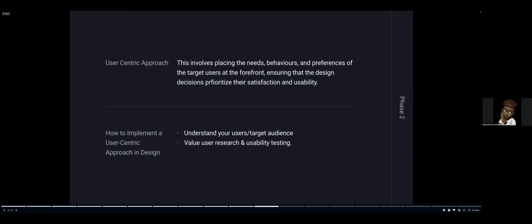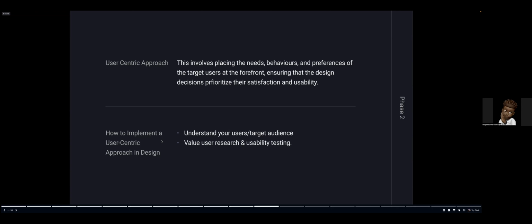And we also have the user-centric approach, basically. This involves placing the needs, behavior, and preferences of the target users at the forefront, ensuring that the design decisions prioritize their satisfaction and also their usability. And mainly, I think you might be hearing people talking about user-centered design. This is basically what it means. User-centered design, you need to understand your users, understand what your users want. You use that to draft or create the product that will fit your users' needs and also your users' wants.